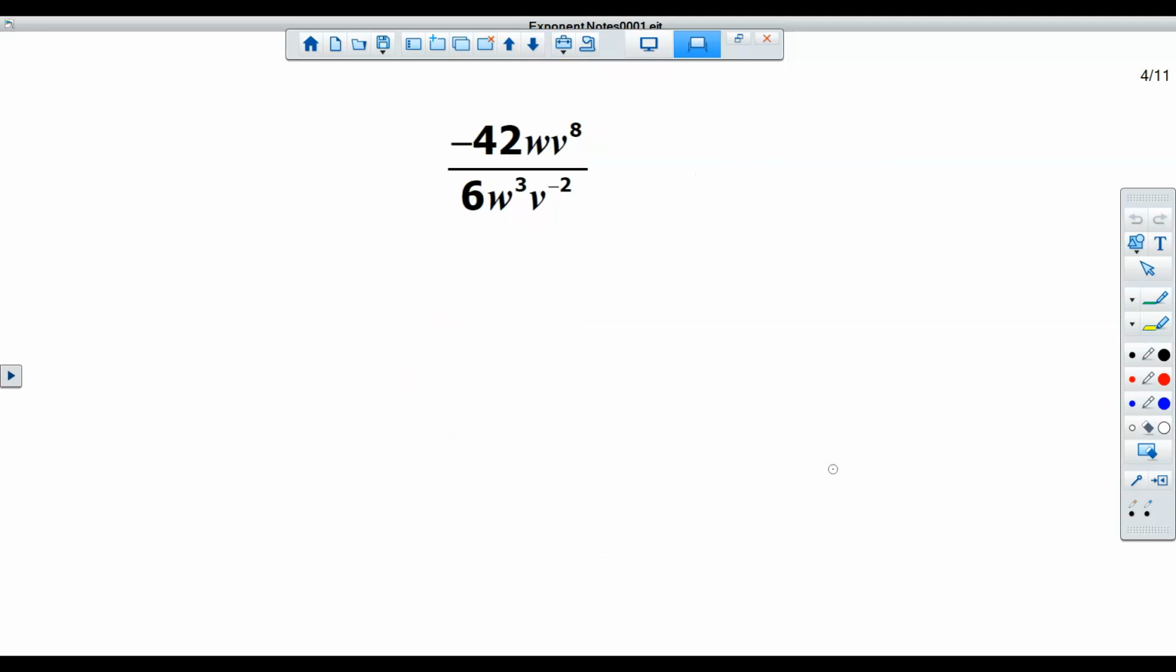Now, here you see another quotient rule problem. So I've got my coefficients, negative 42 over 6. I have my w's, w over w to the third. And I have my v's, v to the 8th over v to the negative 2.